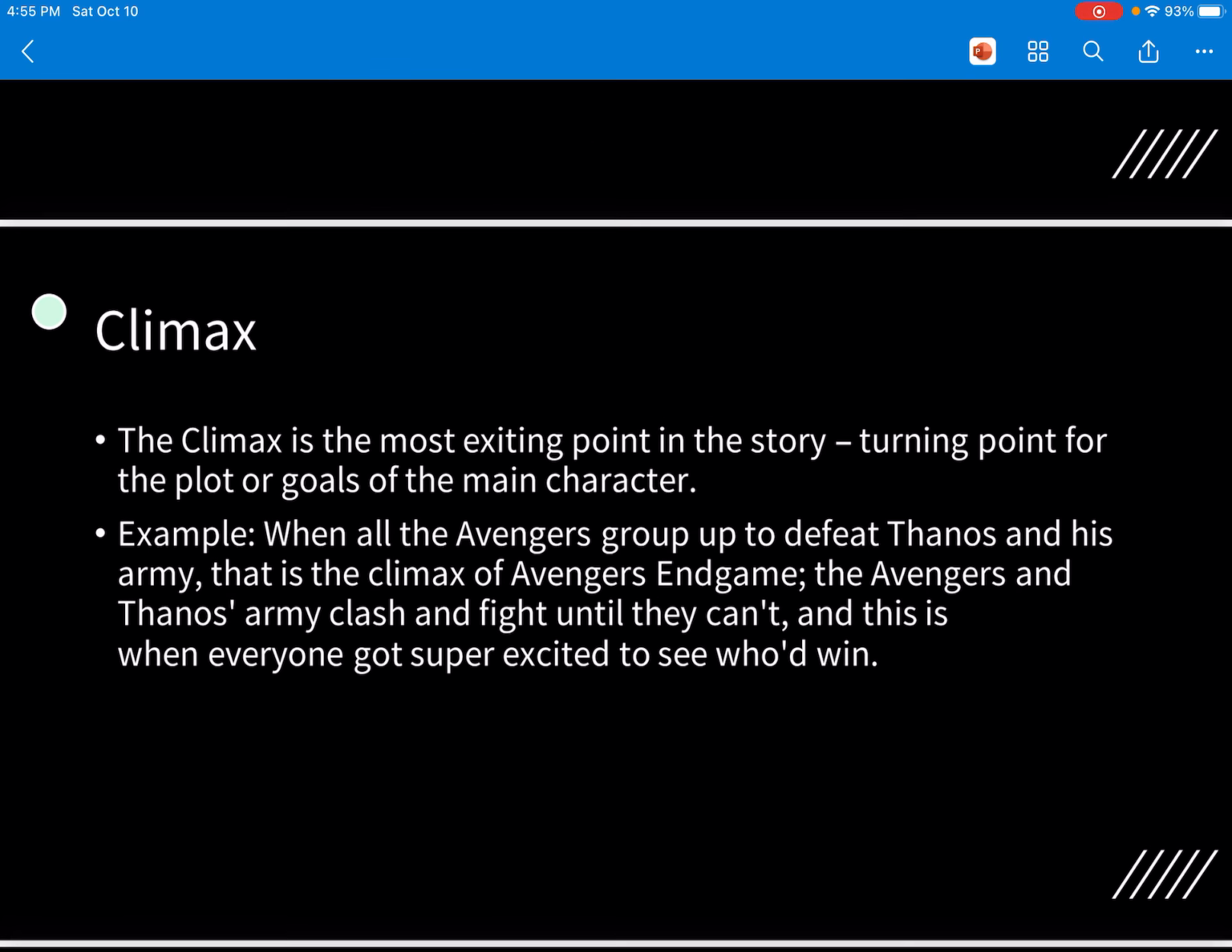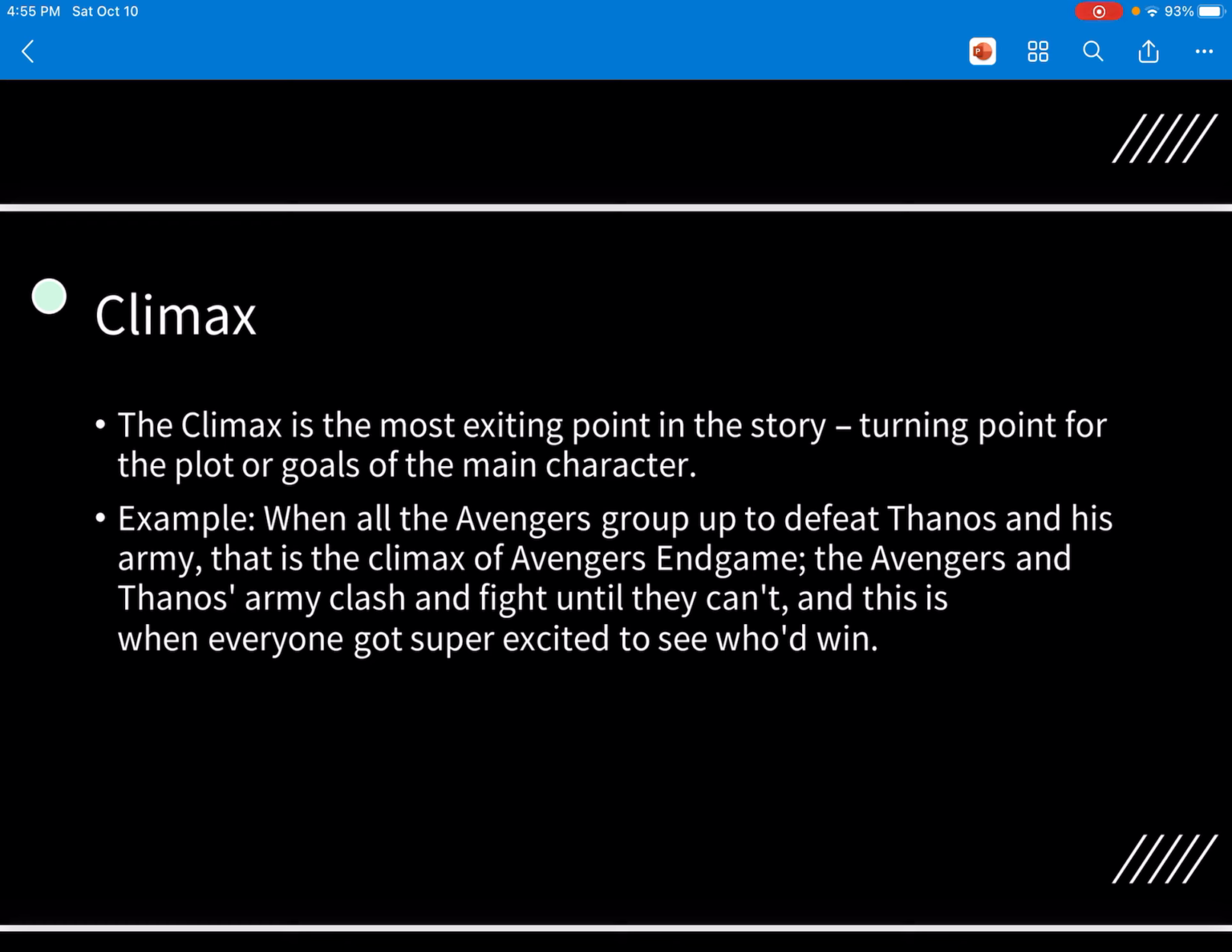And then we move on to the climax. The climax is the most exciting point in the story. It is the turning point for the plot or goals of the main characters. I'm going to be using Avengers Endgame for the rest of the examples in this lesson. So for a climax, when all the Avengers group up to defeat Thanos and his army, the climax is when the Avengers and Thanos' army clash and fight until they can't. This is when everyone got super excited to see who would win.